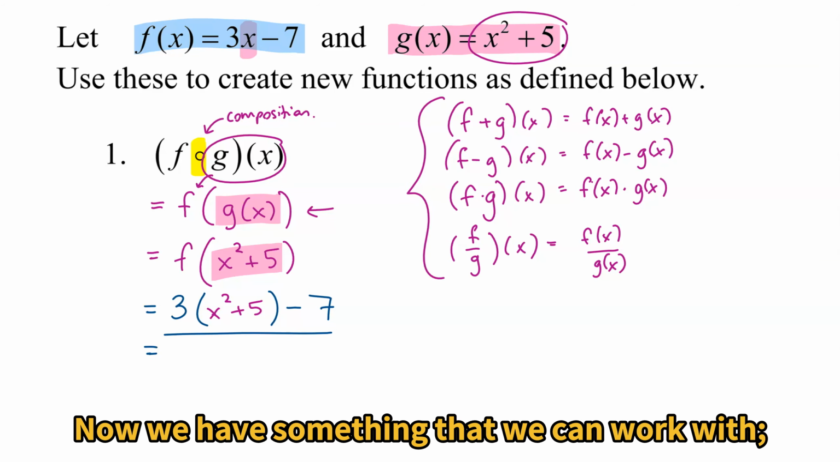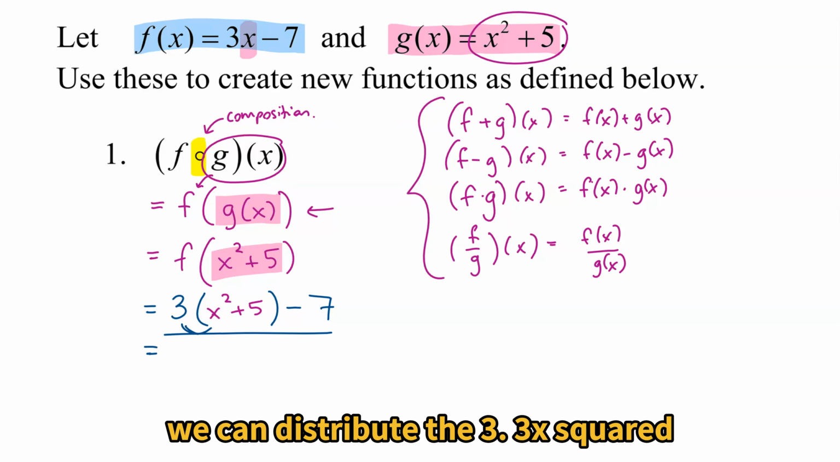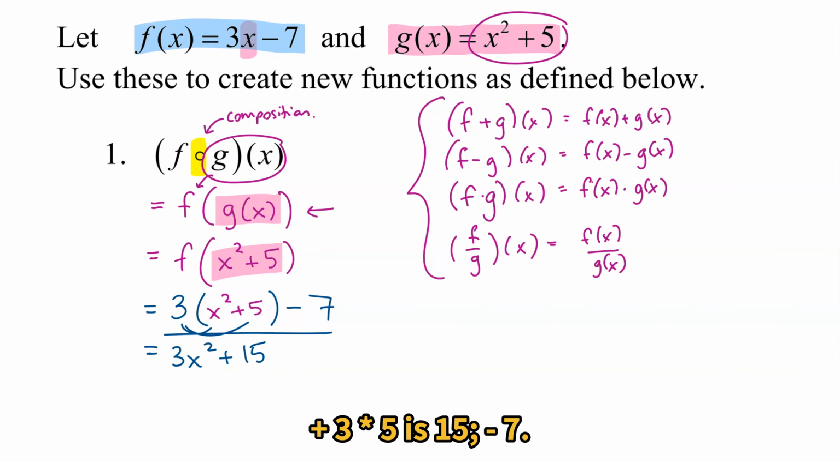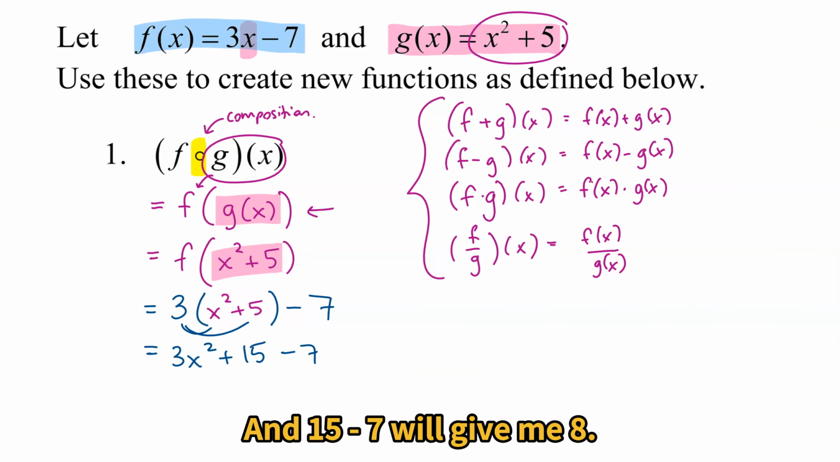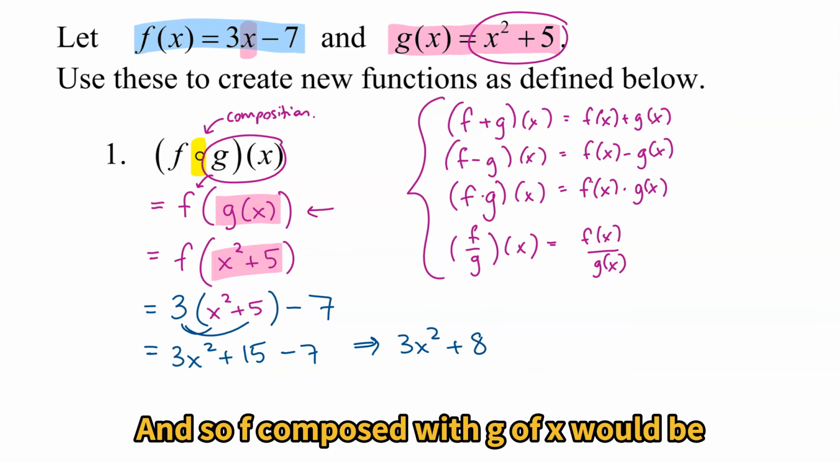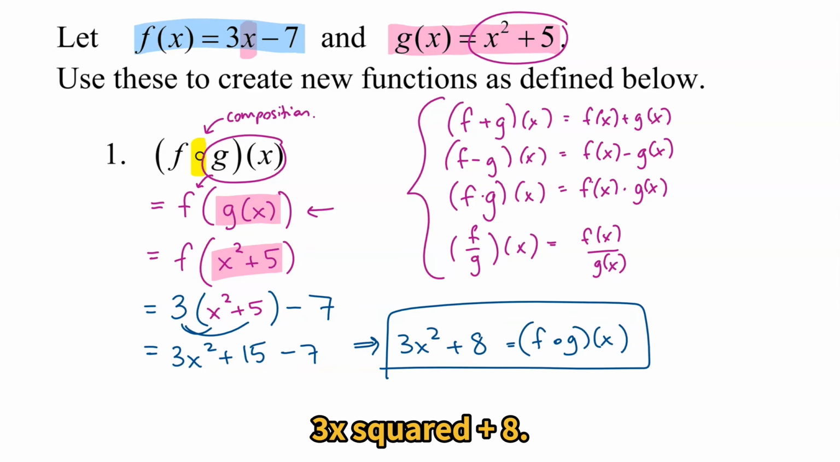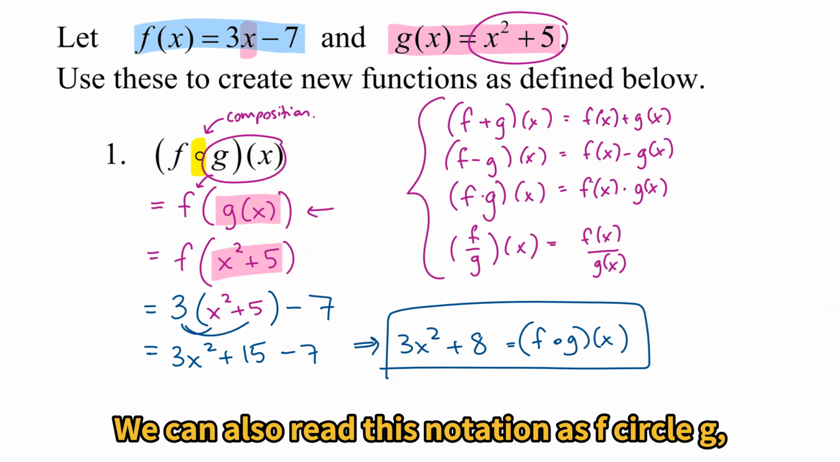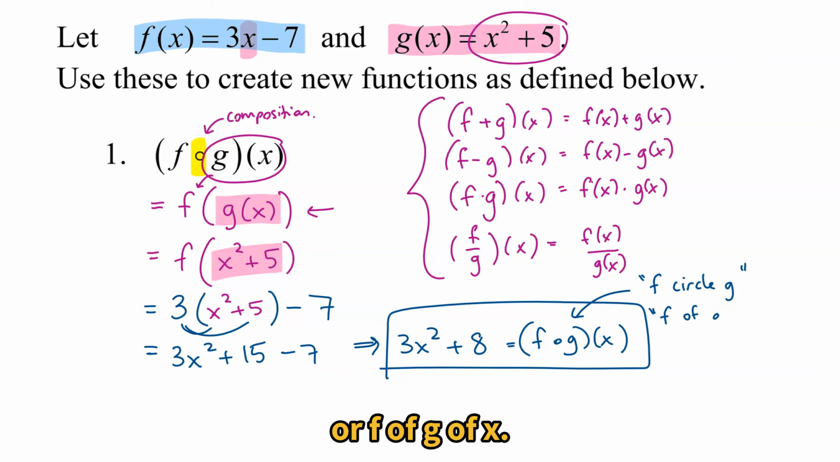Now we have something that we can work with. We can distribute the 3: 3x squared plus 3 times 5 is 15, minus 7, and 15 minus 7 will give me 8. And so f composed with g of x would be 3x squared plus 8. We can also read this notation as f circle g or f of g of x.